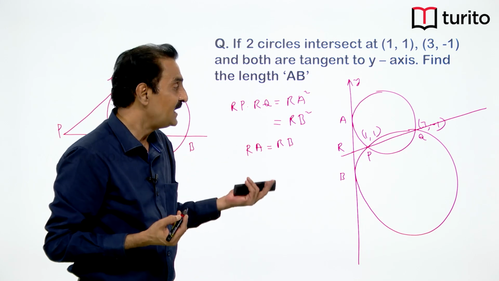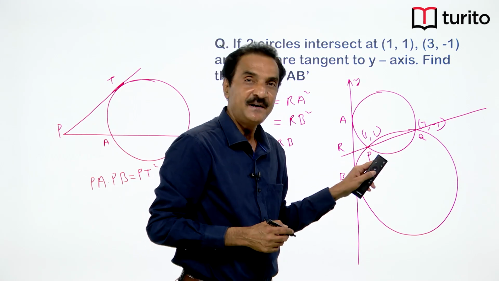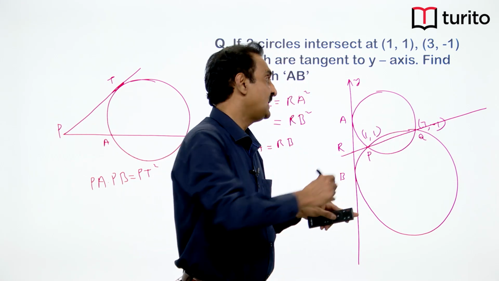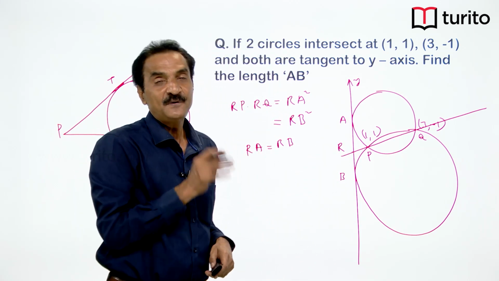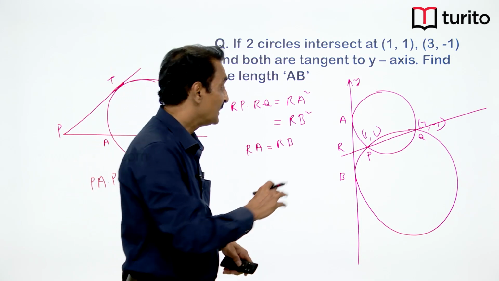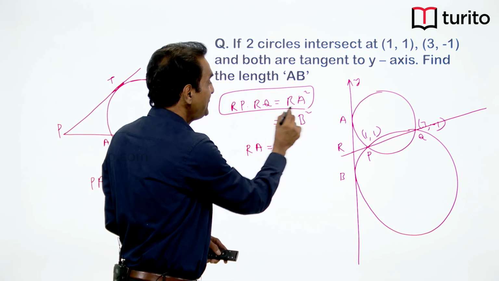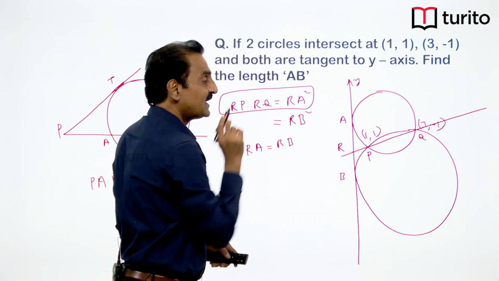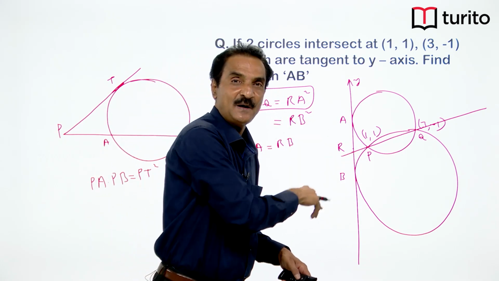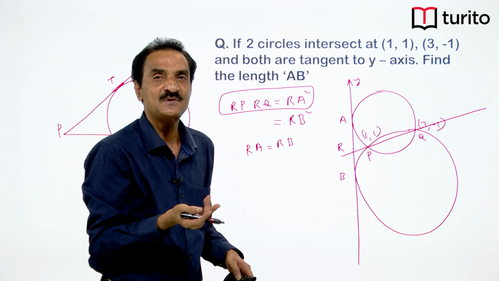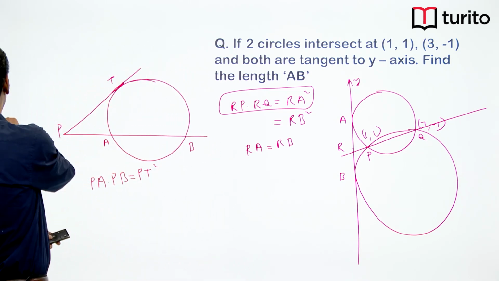We can calculate R because both the points are given now. You can find the equation of PQ and solving with y axis we get point R. After getting the point R, how to get the length of AB? Using this you can find RP into RQ is equal to RA square, you can find RA, that is equal to RB. So, length of AB is RA plus RB or 2 times RA or 2 times RB. You will get the answer. I will show the steps in a different diagram.